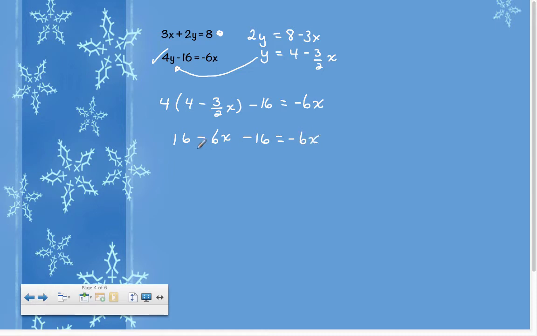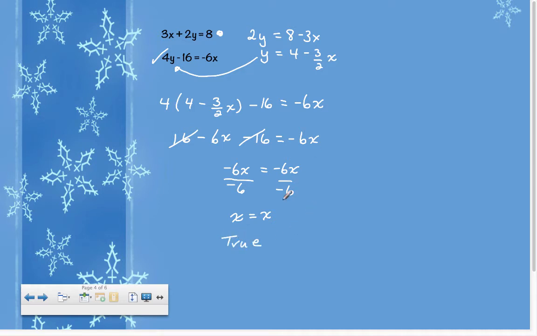All right, now I'm going to solve. Oh, I can clean up over here. 16 and a negative 16 cancel out. I have negative 6x equals negative 6x? Well, if I divide both sides by negative 6, I get x equals x? Yeah, you just got a true statement.